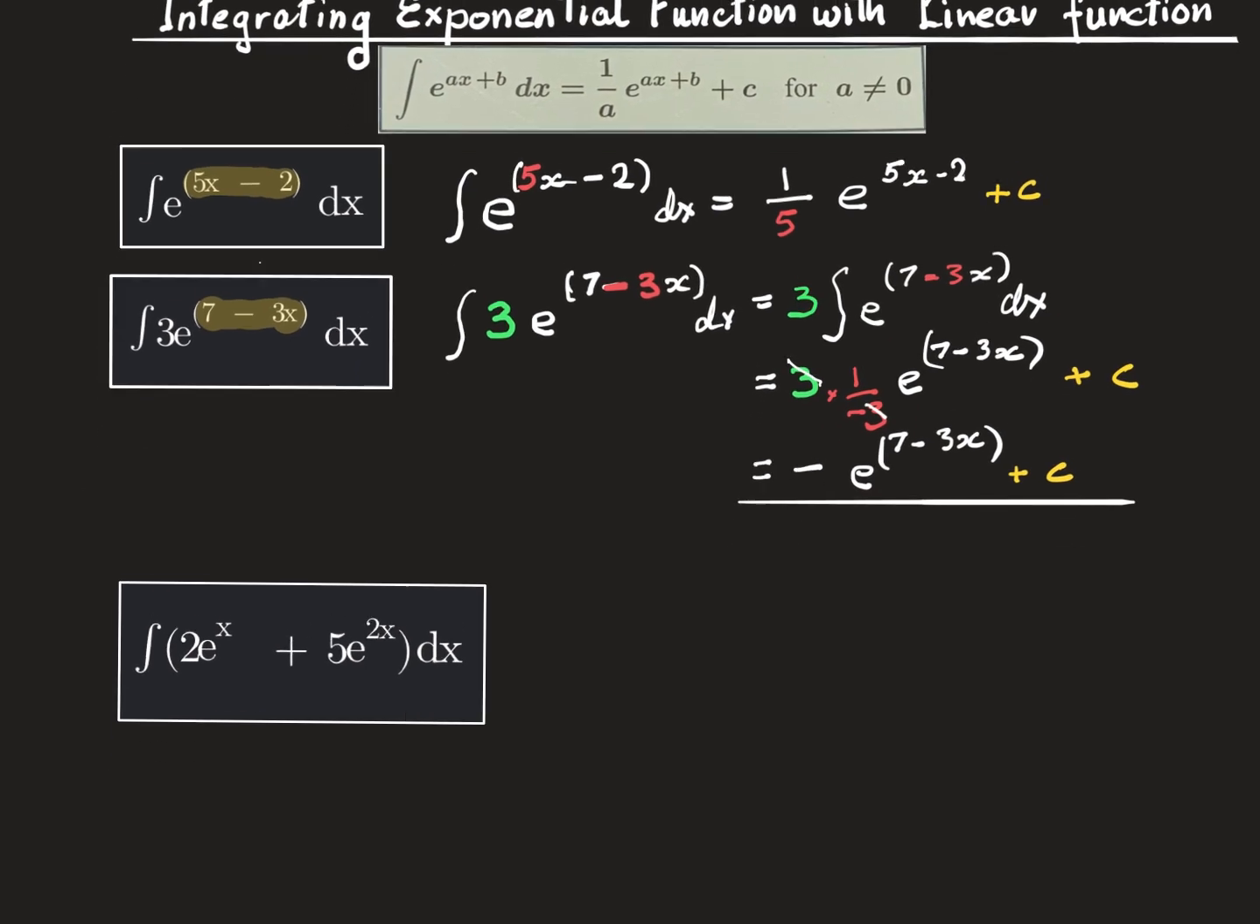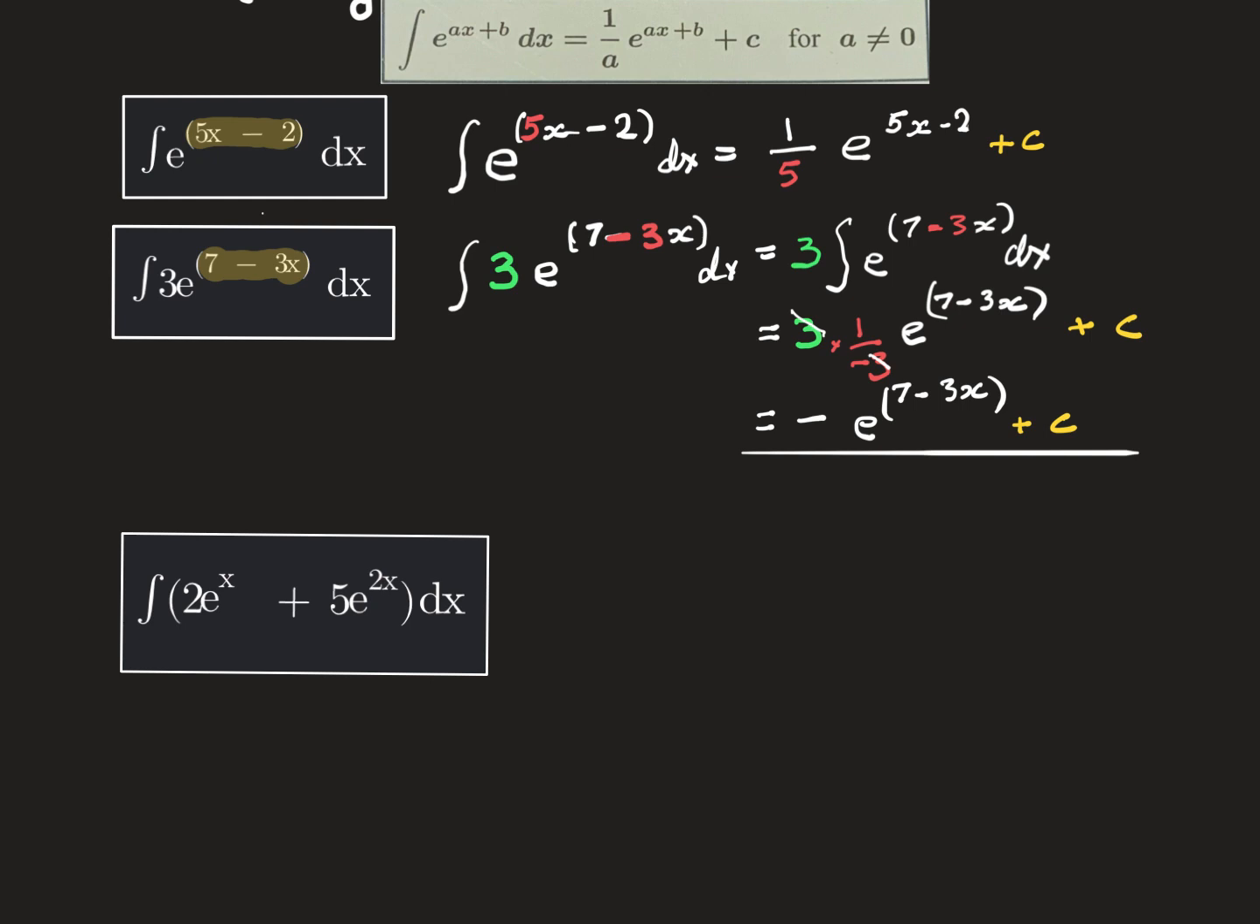Okay, let's do one more exponential integral, and this time you notice that I have 2 exponential functions, one with a 2 in front of it and one with a 5 in front of it. In other words, it's actually an integral of a sum. So what we could do is we could separate these exponential functions into 2 separate integrals. The first one will be 2e to the x dx, and then we'll do a separate one for the other one, 5e to the 2x, and that's also dx.